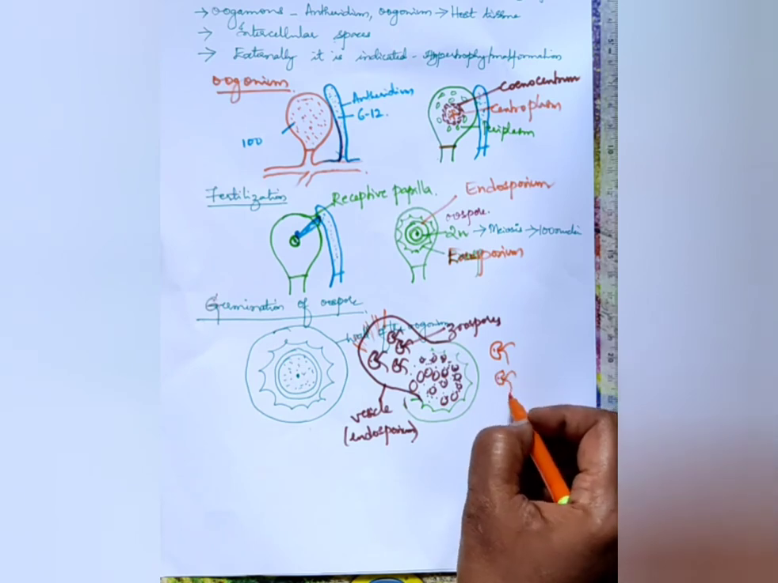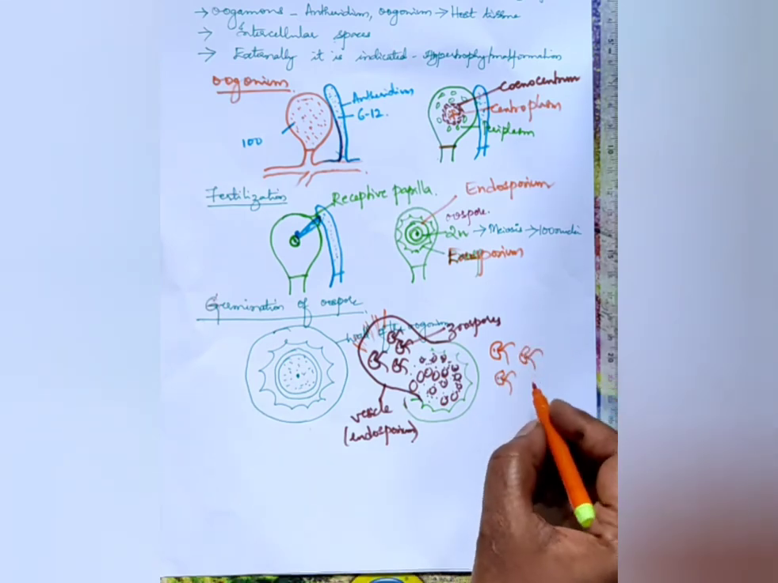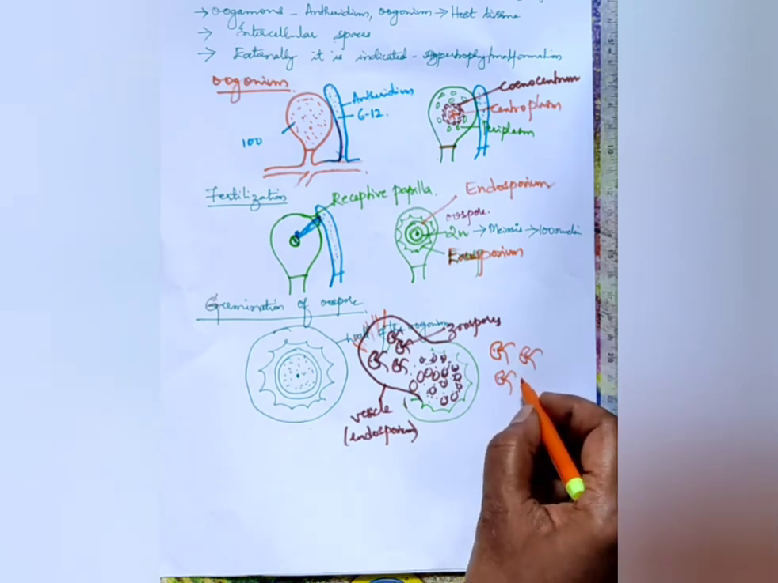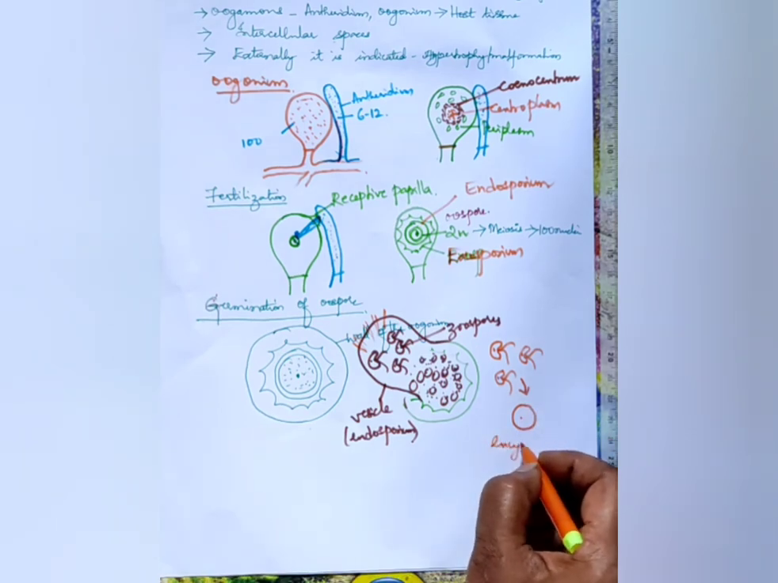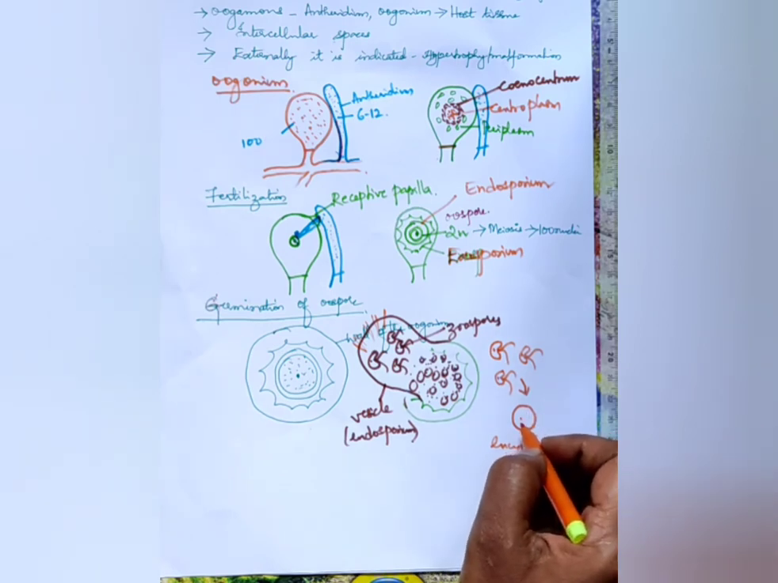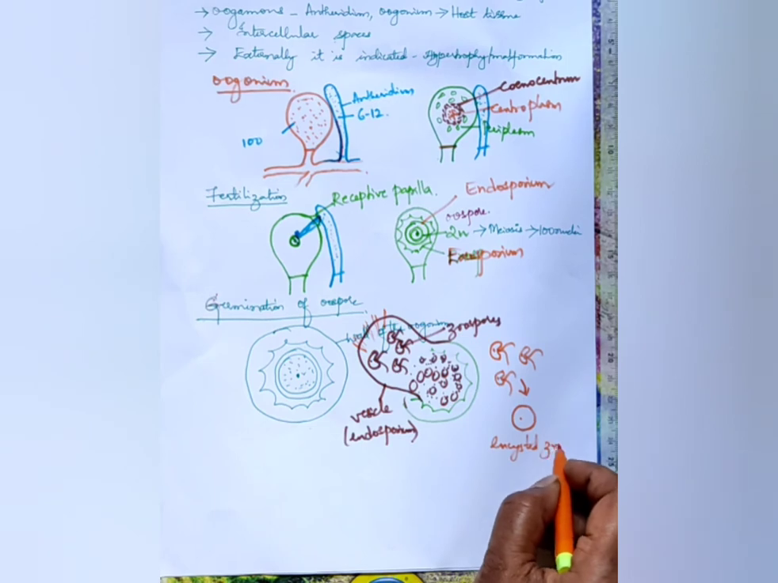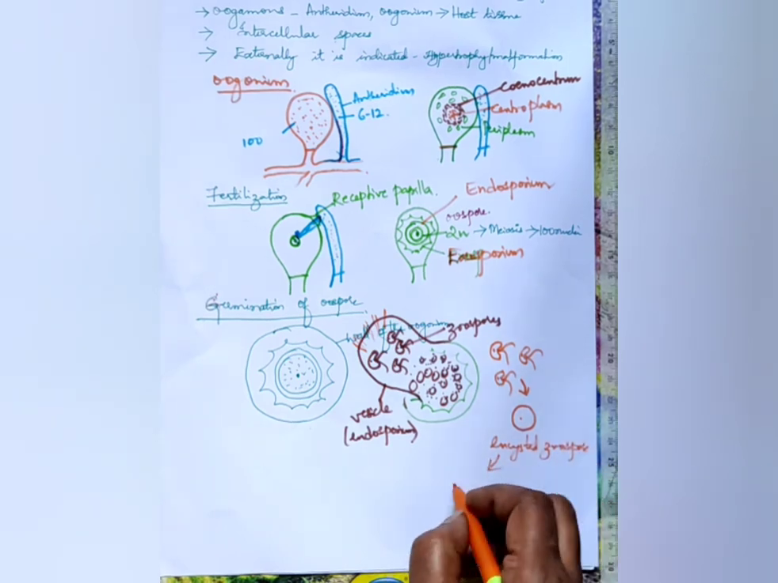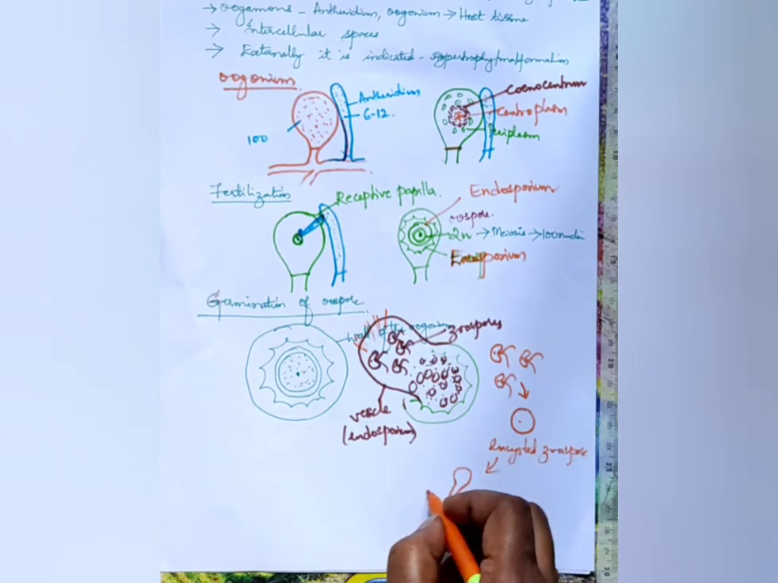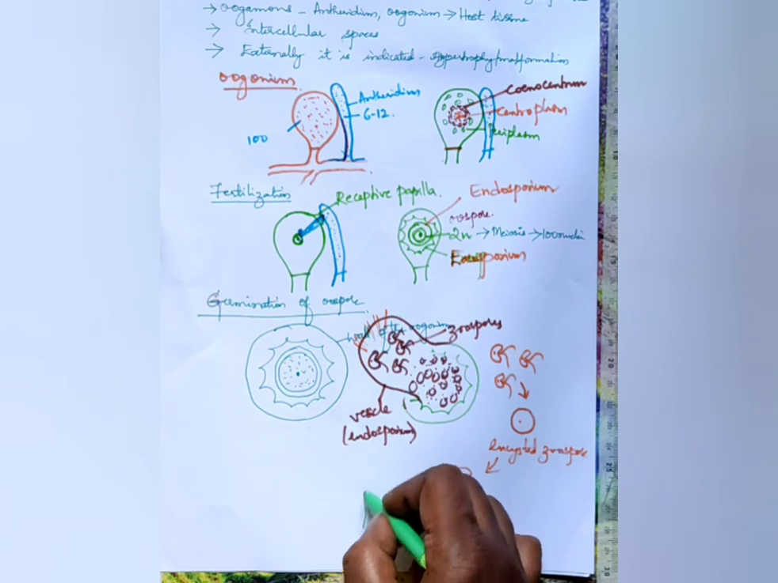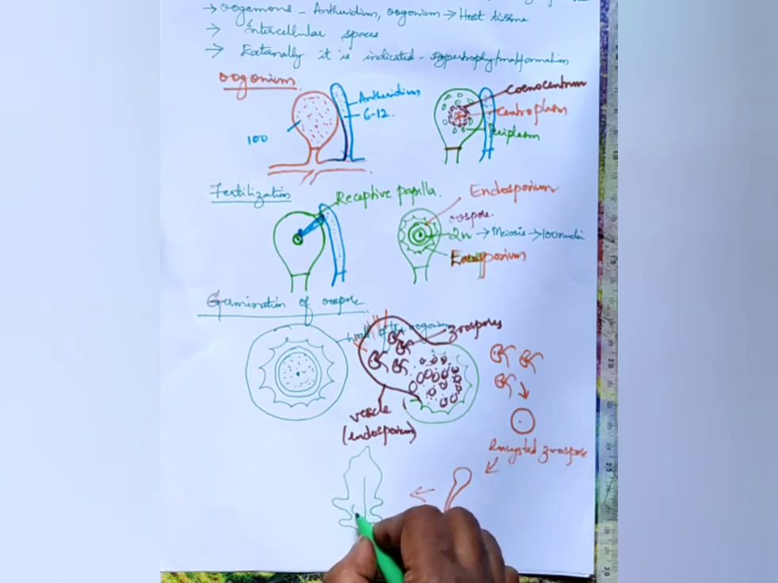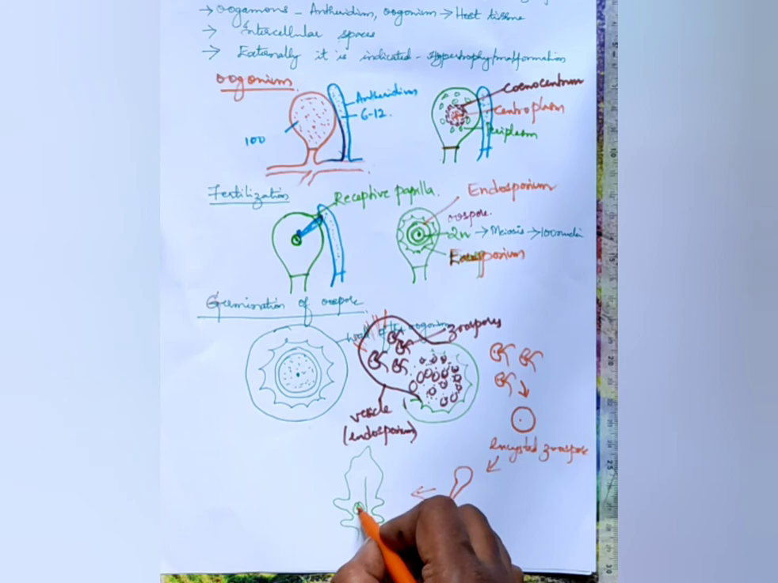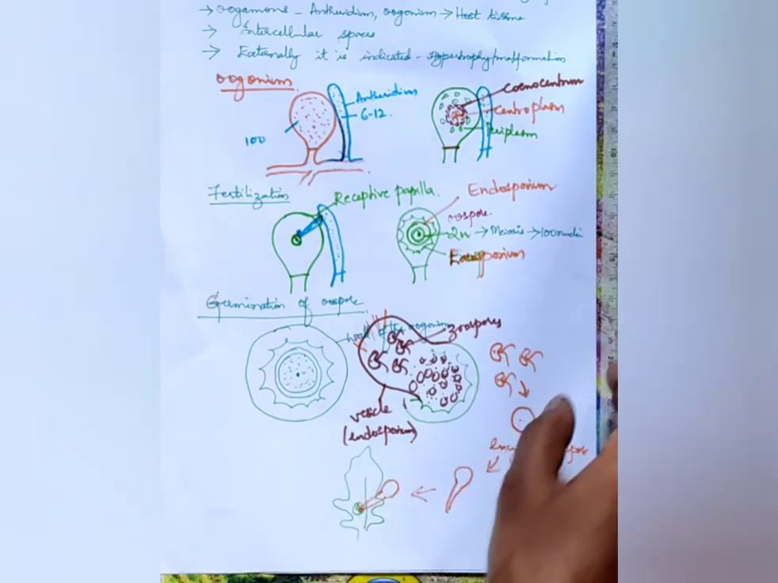So these zoospores are kidney shaped biflagellate spores. They swim for some time and they become encysted, in the sense that they become rounded and lose their flagella. So now this encysted zoospore germinates and produces a germ tube. This germ tube then enters the host tissue, in the sense the plants, through the stomata, and then it infects a new host. So this is about the sexual reproduction in Albugo.